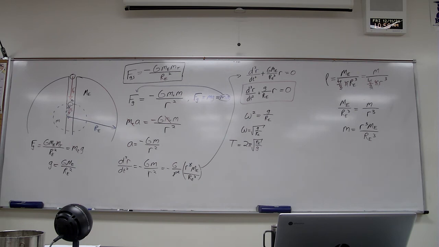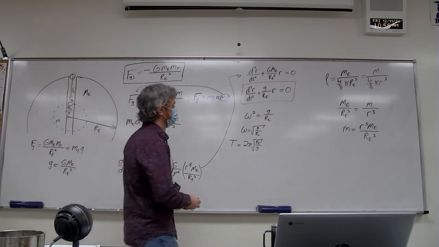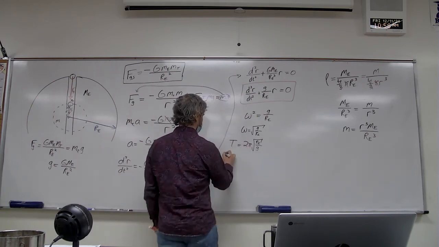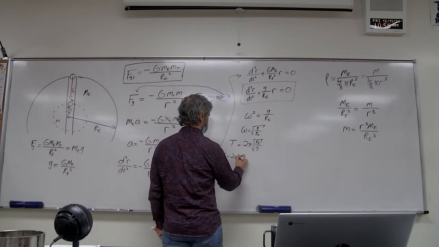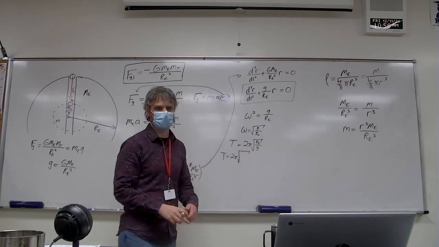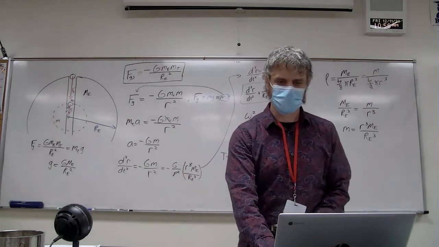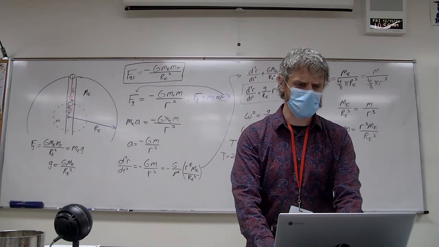All right, so you feel good about that? So let's actually determine it. 2 pi. We all know the radius of the Earth, right? What's the radius of the Earth? It's like 6.3 million meters, I think.